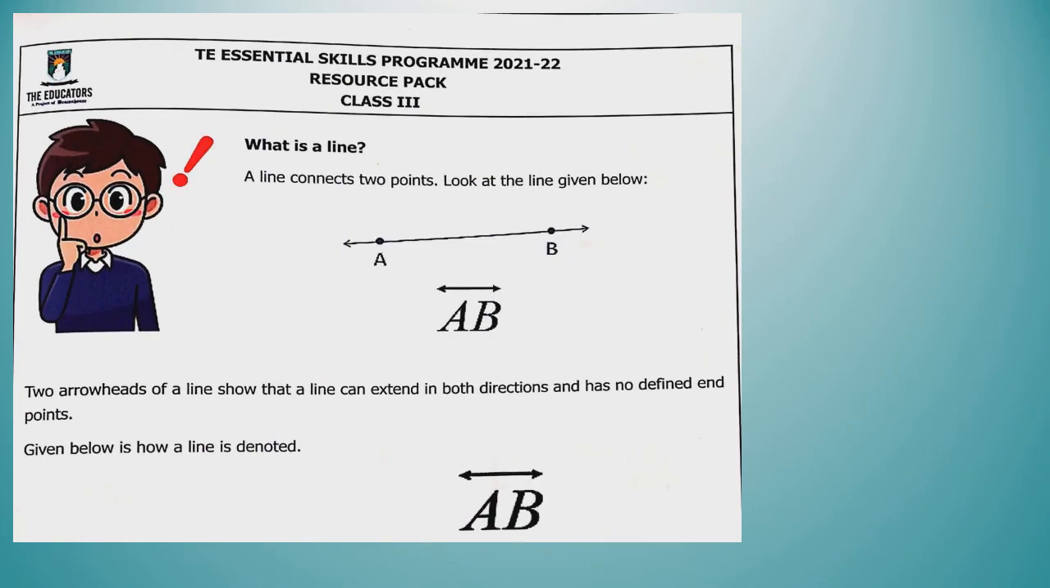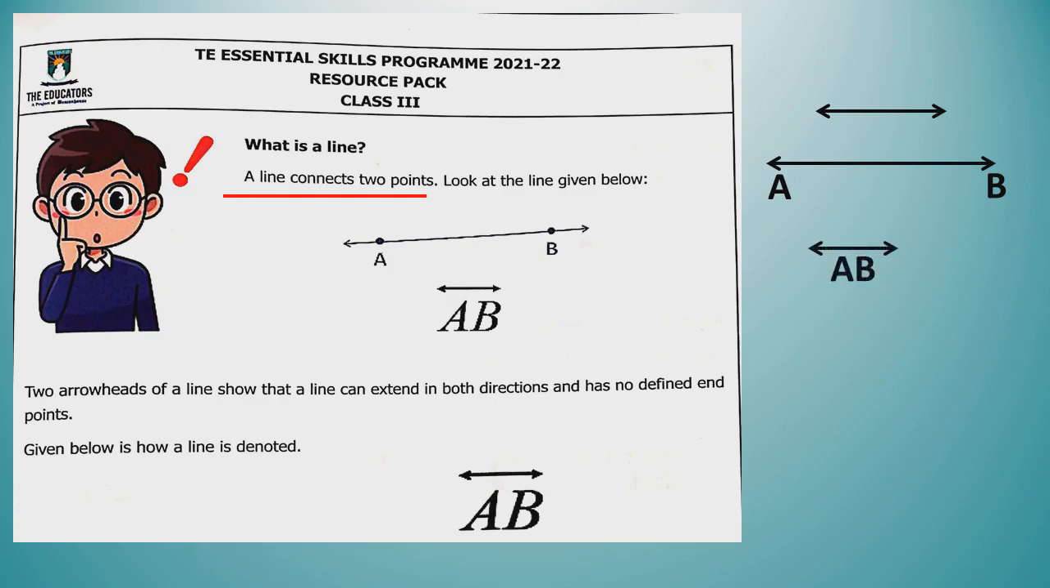And the next is, what is a line? A line connects two points. Highlight this line. Look at the line given below, line AB. Two arrowheads of a line shows that a line can extend in both directions and has no defined endpoints. We can extend the line from point A and we can also extend the line from point B.